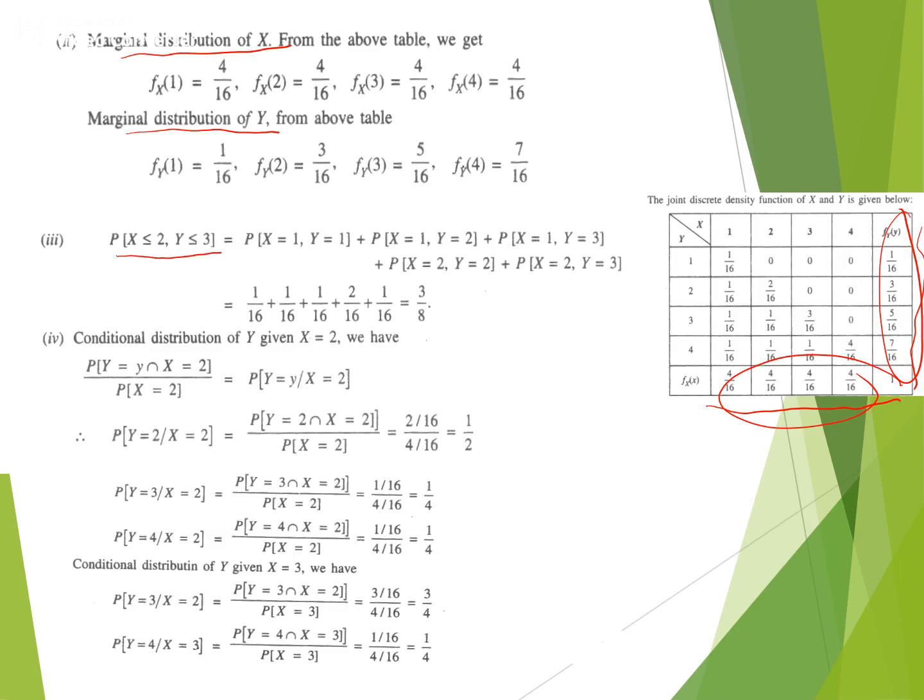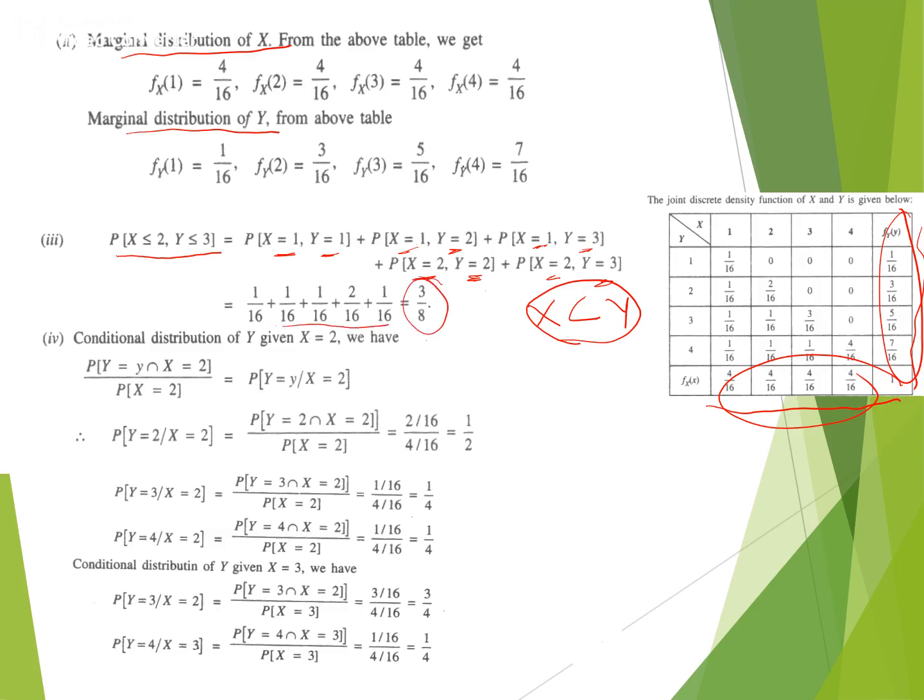So we take first x equal to 1, y equal to 1, x equal to 1, y equal to 2, x equal to 1, y equal to 3, plus now x equal to 2, y equal to 2, x equal to 2, y equal to 3, because x is always less than y. This condition should be remembered, and by adding this probability we get 3 by 8.